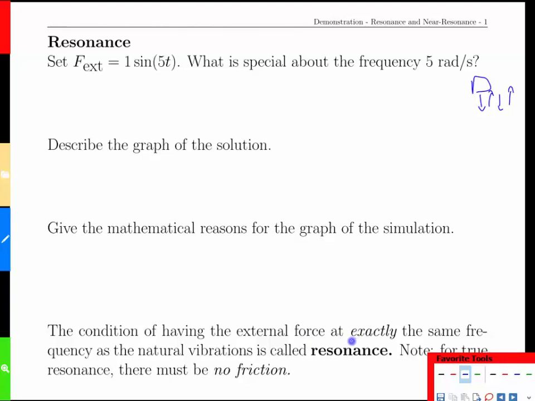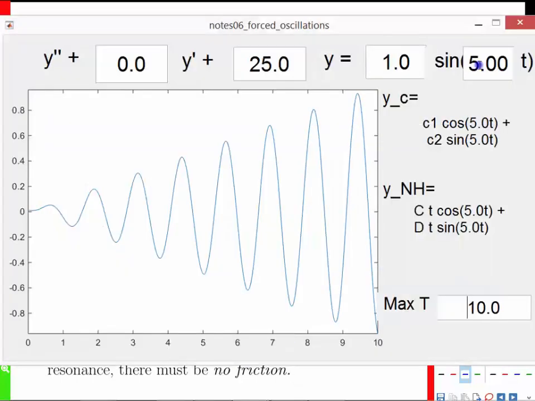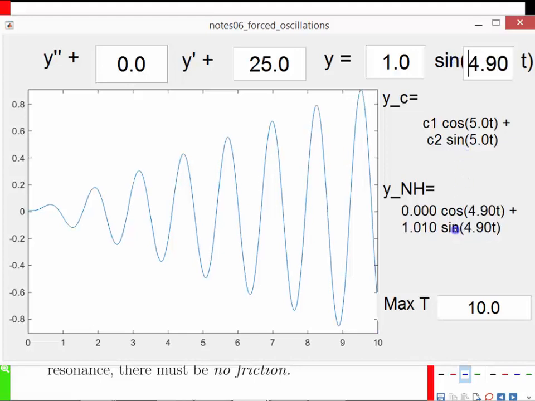To get this resonance behavior, we have to have exactly the same frequency in the natural vibrations and the external force. In other words, 5.00000 times t and 5.000 times t in both solutions. Of course, that's never going to happen in practice. So you might ask, well, what happens if we're close to that? What happens if we go to 4.9? Does the graph change substantially, and do the formulas change substantially?